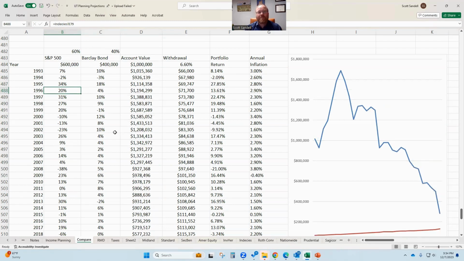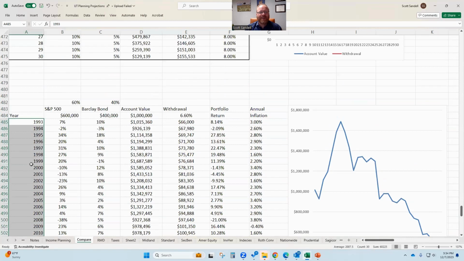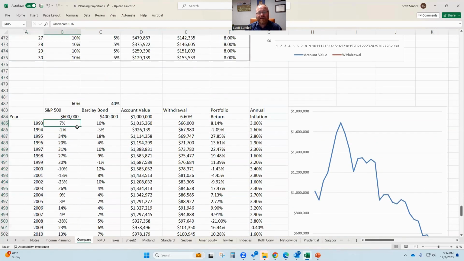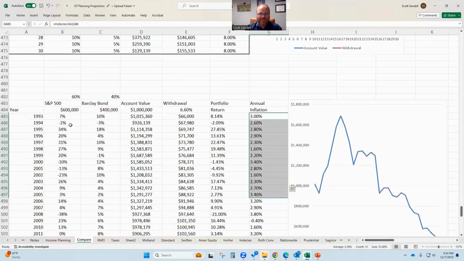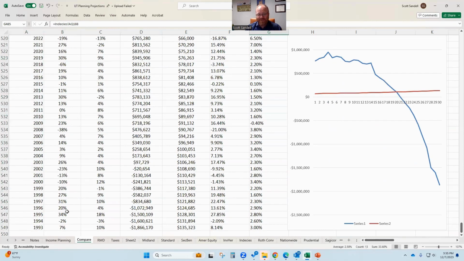results are polar opposite. To further this, what if I just went backwards, the order of returns? So instead of going from 1993 to 2022, I'm going to go from 2022 back to 1993. So I'm going to use the Barclay Bond Index in reverse, the S&P 500 in reverse, and even inflation in reverse. And look what happened. It's the exact same returns without my little tweak. There's your positive 34 down there.